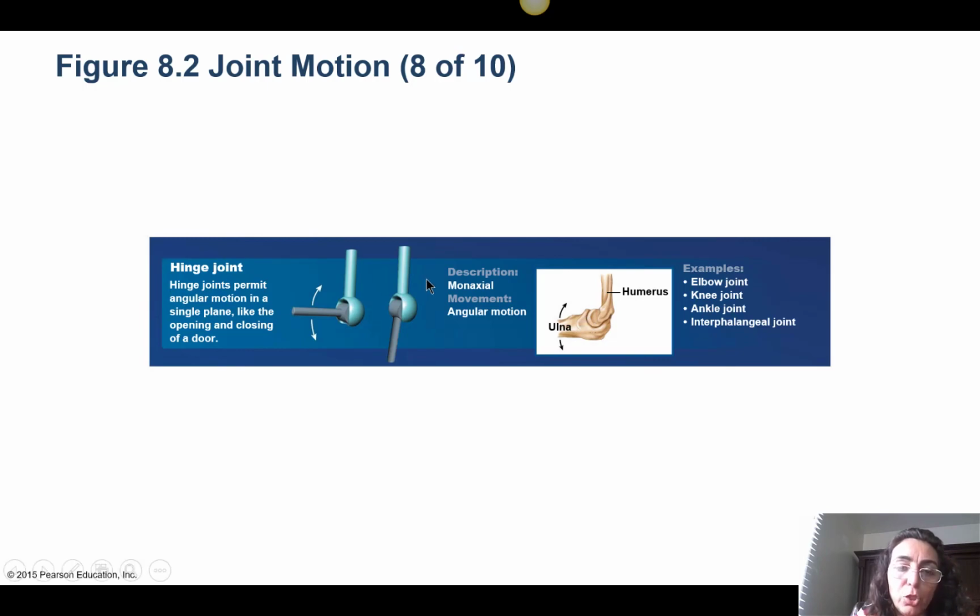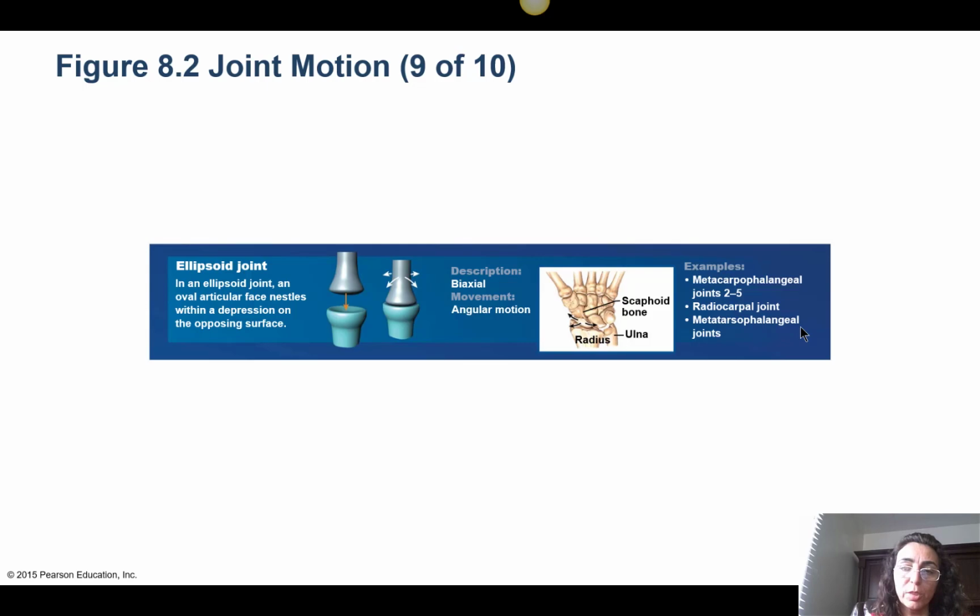And the hinge joint that we thought is happening, for example, within the elbow, these are monoaxial because they are moving in one plane only, making the angular motion. So what types of angular motion are flexion, extension, hyperextension. The examples for those are elbow and knee, ankle, and also interphalangeal joints. So all those interphalangeal joints, they're just moving in one direction here. So these are all the hinge joints.